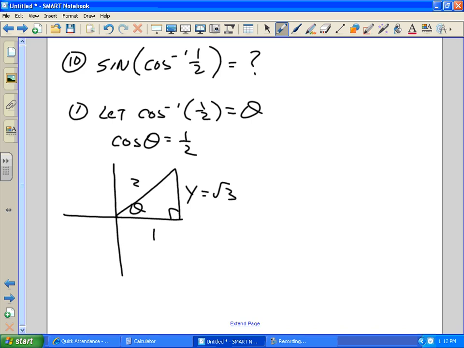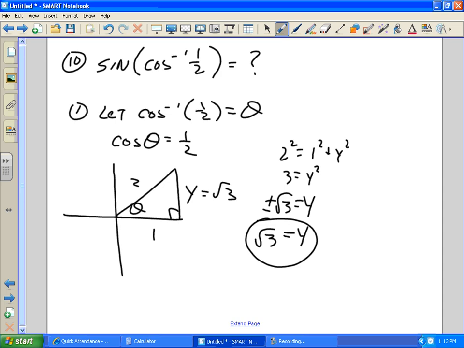Right? 2 squared is equal to 1 squared plus y squared. So 3 is equal to y squared. So you get y is equal to plus or minus the square root of 3. And on a test, I'd be looking for that. How do I know which one it is? Well, because it's quadrant 1, I know y must be positive square root of 3.